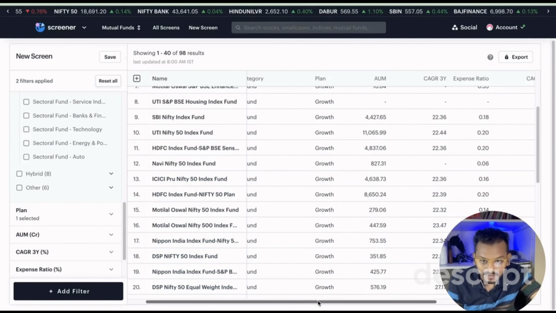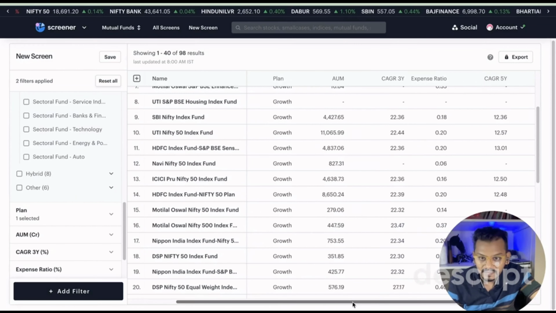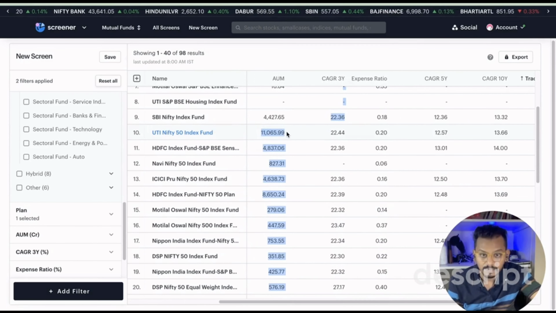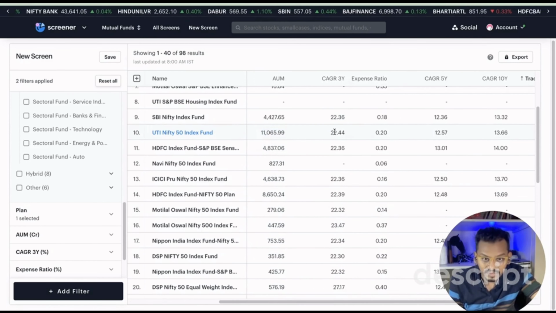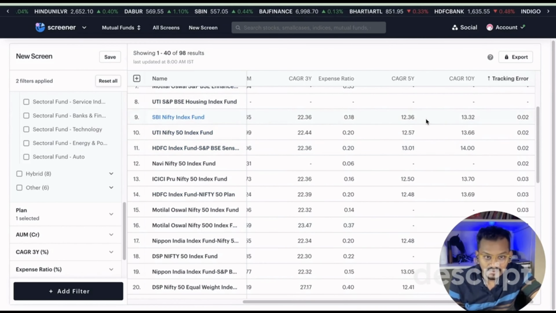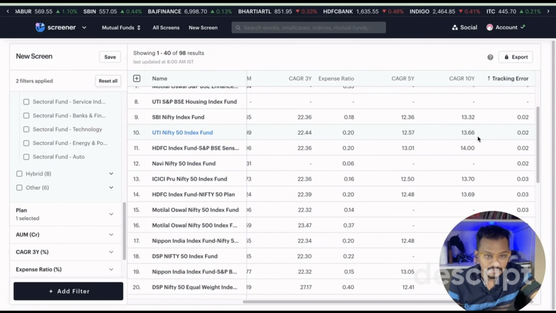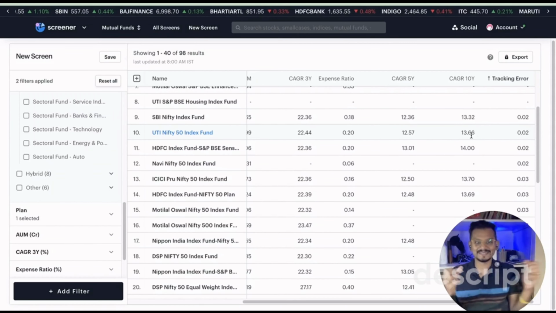Now let's see other funds as well. Suppose UTI index fund. It also has AUM of more than 10,000. People are crazily investing in this fund. CAGR is 22% for 3 years. Expense ratio is 0.2, less, and CAGR is 12.57% for 5 years, and for 10 years it is 13%. That's also good. 13% in 10 years return, right?